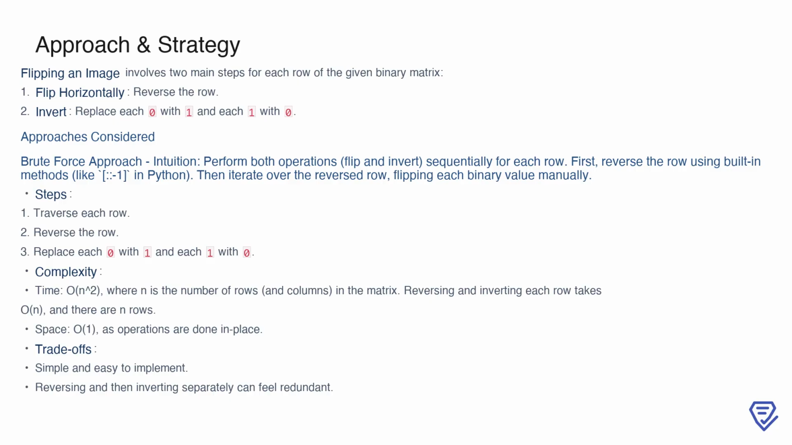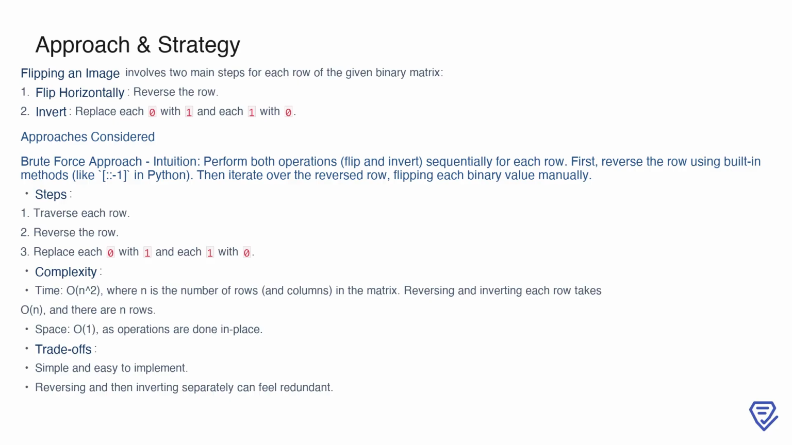A straightforward way to implement this is the brute force approach. Here, we reverse the row using a built-in method, such as slicing in Python, and then manually iterate through the reversed row to invert each value. This approach is simple and easy to understand, as it directly applies the two operations sequentially. While the time complexity is O(n^2), due to processing each row individually, it uses O(1) space since the operations are performed in place. However, reversing and then inverting separately can feel a bit redundant, which leads us to explore more efficient alternatives.